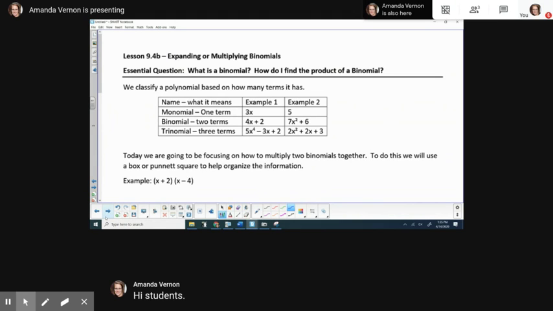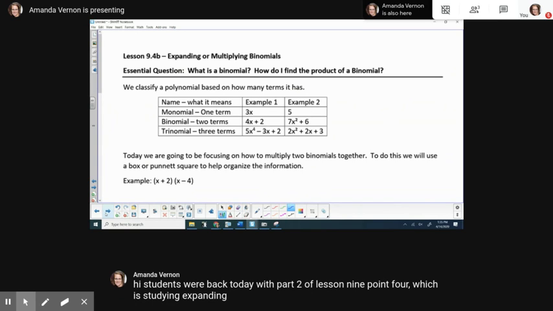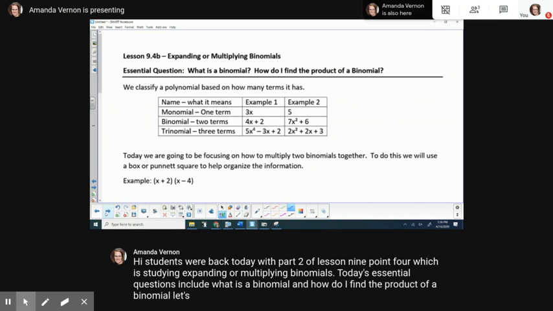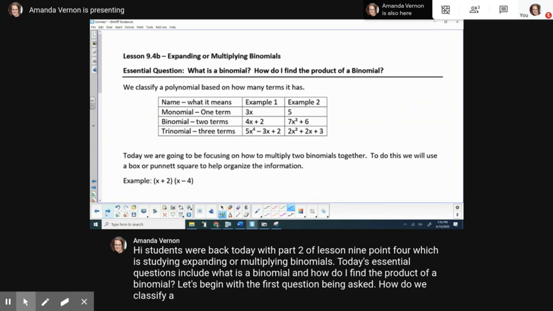Students, we're back today with part 2 of lesson 9.4, which is studying expanding or multiplying binomials. Today's essential questions include, what is a binomial? And how do I find the product of a binomial? Let's begin with the first question being asked. How do we classify a polynomial?